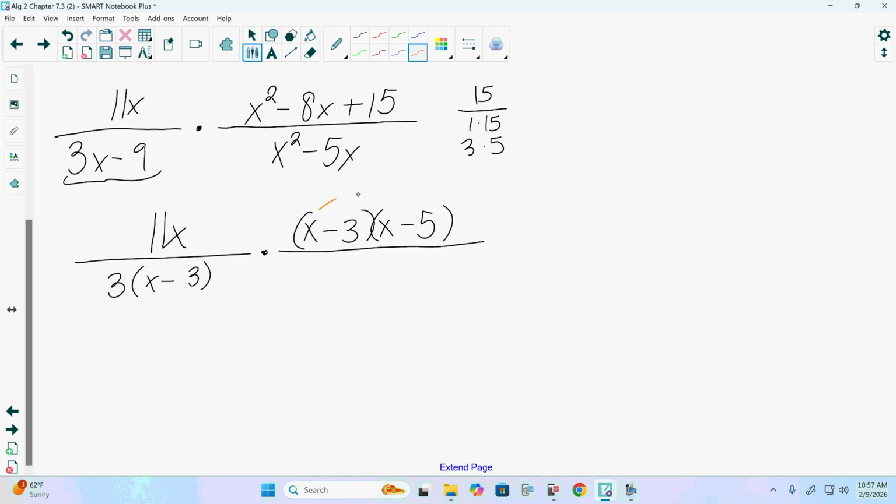Because if this works, we will have an x minus 3 on top and bottom. Those will cancel. Those will simplify out. And if we check it to make sure, x times negative 5 is negative 5x. Negative 3 times x is negative 3x. Negative 5x minus 3x. Negative 5 minus 3 is negative 8.